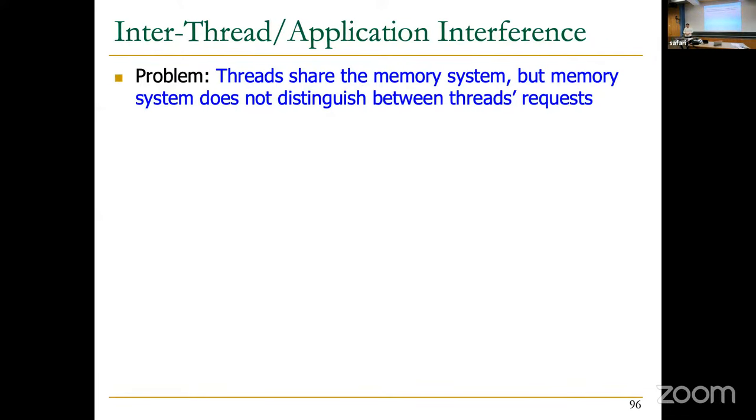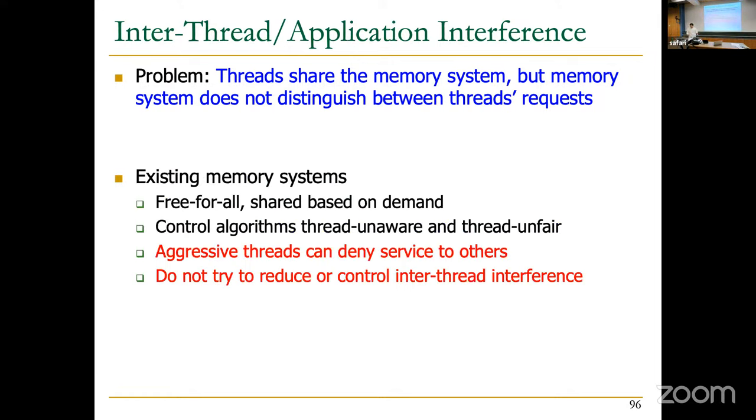Okay, so let's look at interference between threads and applications. The problem here is that threads share the memory system, but the memory system does not distinguish between thread requests, right? We have seen some scheduling algorithms that don't care about thread IDs; which thread the request is coming from is not important to them. Existing memory systems are free for all. They're shared based on demand. And the algorithms we have, like FR-FCFS, are not thread aware. They don't know what a thread is. This causes a problem. Aggressive threads, we will see in the next slide, can deny service to other threads. And the systems we have don't try to reduce or control inter-thread interference.